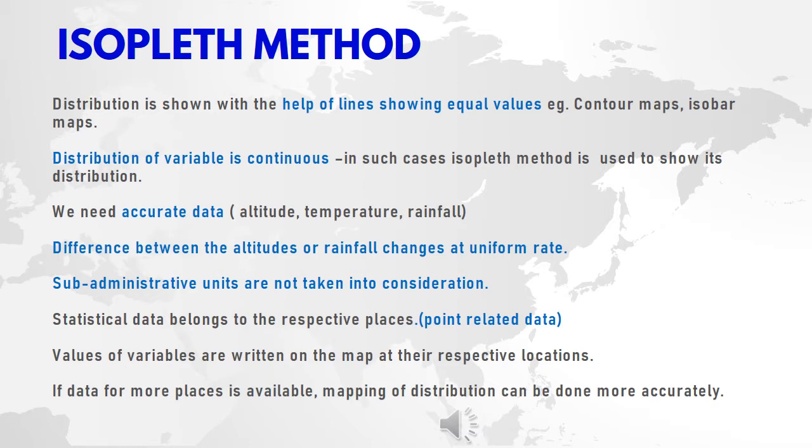Now, if you see the map on page number 4, figure 1.3, it shows the average annual rainfall of Amravati district, wherein you can notice that on the lines, the values have been written. The average rainfall, say 800 millimeters, 900 millimeters, etc., has been written on the map at their respective locations. In such cases, if the data for more places is available, then mapping of distribution can be done more accurately.